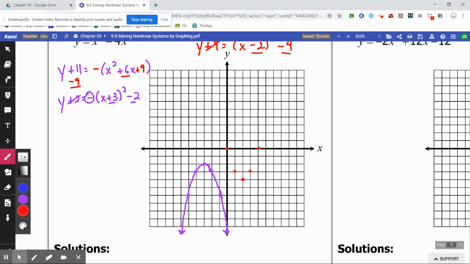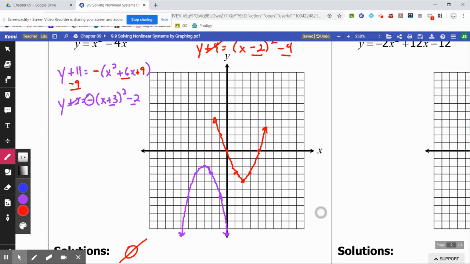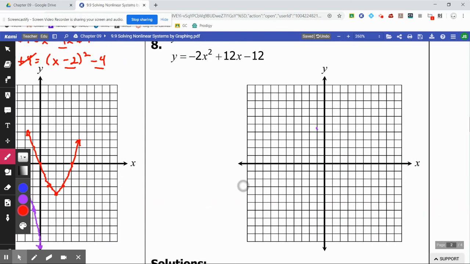And you can kind of see already, once you draw this parabola, that these parabolas don't touch anywhere. There's no points of intersection. So therefore, your solution here, there will be no solutions. There is absolutely no points of intersection between these two parabolas.